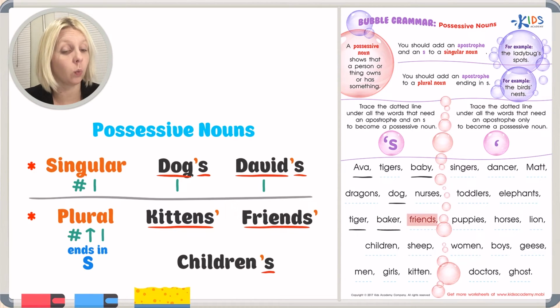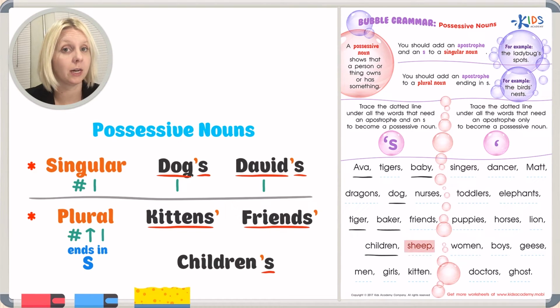Friends are more than one, so we're not going to do it on this one. Children, there's that exception to the rule, right? Children is more than one, but does children end in an S? No. So this is the exception. This is the tricky one. We're going to underline this one. It's going to need an apostrophe S.